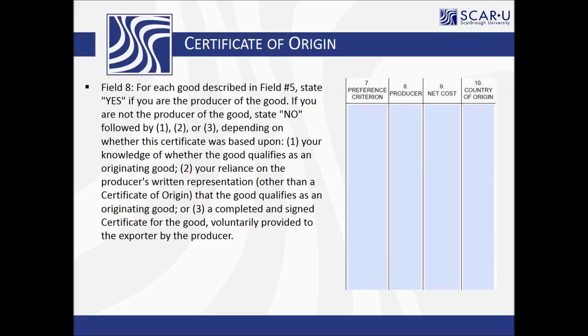So 2, you can't rely on certificate of origin, but 3, you can rely on certificate of origin? So 1, you just know it. Inherently, you know this product was made here in the US. 2 is they have given you some kind of written representation. Let's say it's a manufacturer's affidavit, but not a certificate of origin. Or 3, they gave you a certificate of origin. So that's not necessarily NAFTA, a certificate of origin. Certificate of origin. Okay. Right.